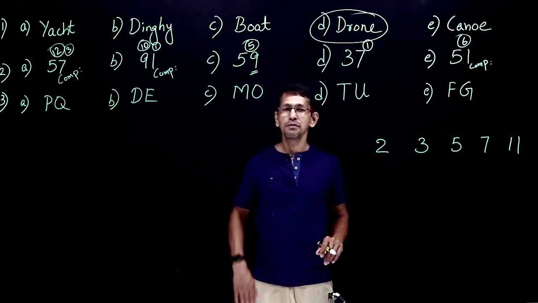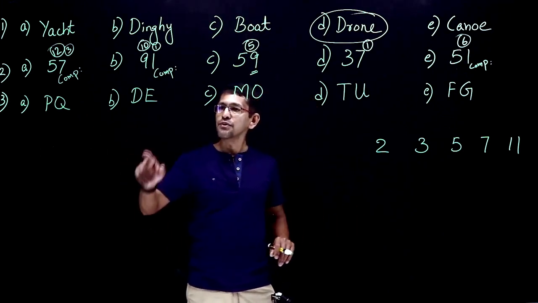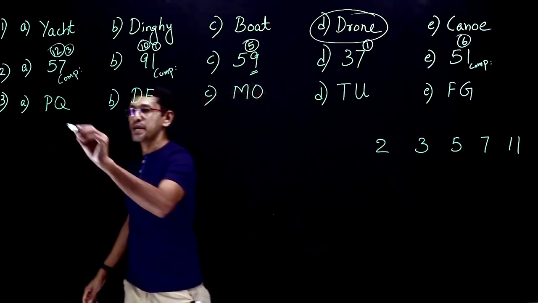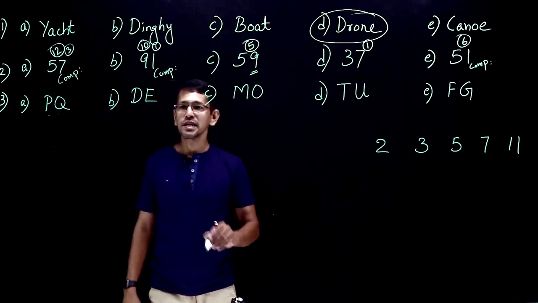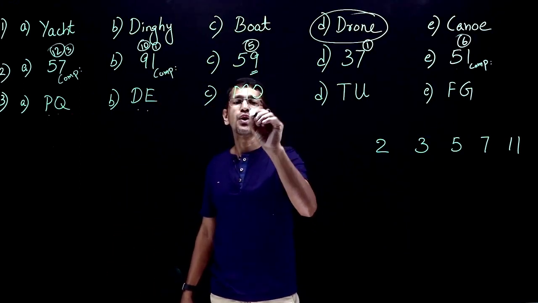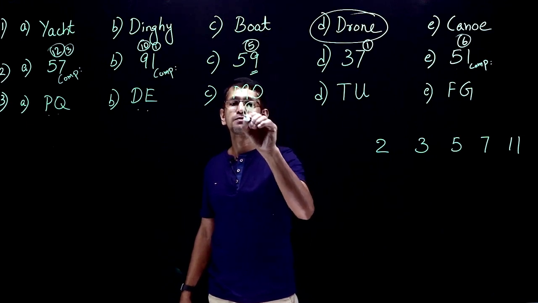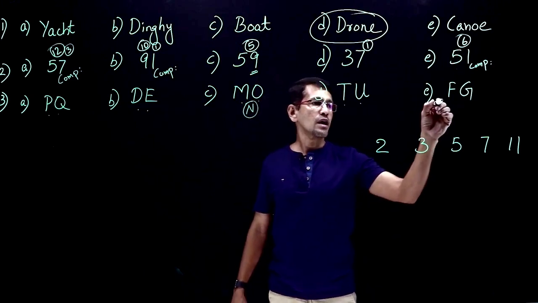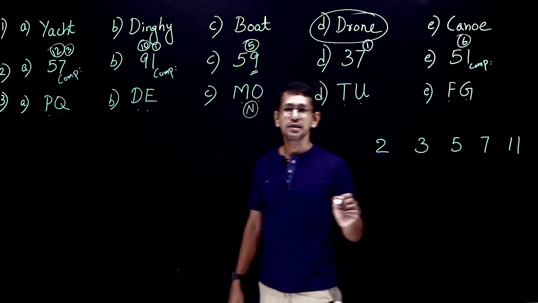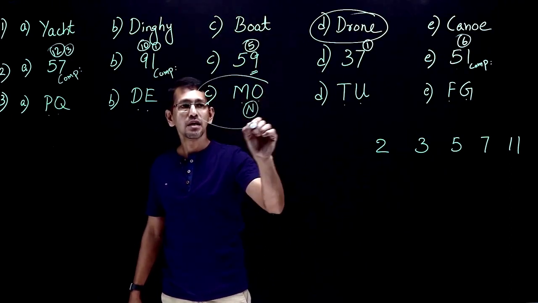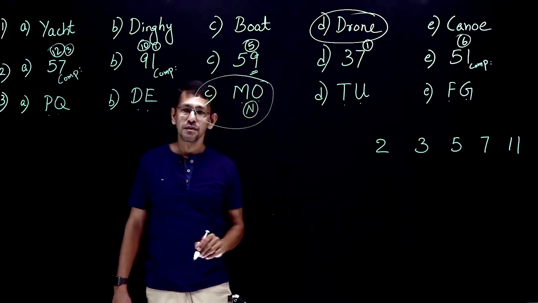All right, question number 3. P, Q, D, E, M, O, T, U, and F, G. So P and Q, consecutive letters. D and E, consecutive letters. M and O, not consecutive. N is missing in between. T and U, consecutive letters. F and G, consecutive letters. So that is simple. So the answer would be M and O.